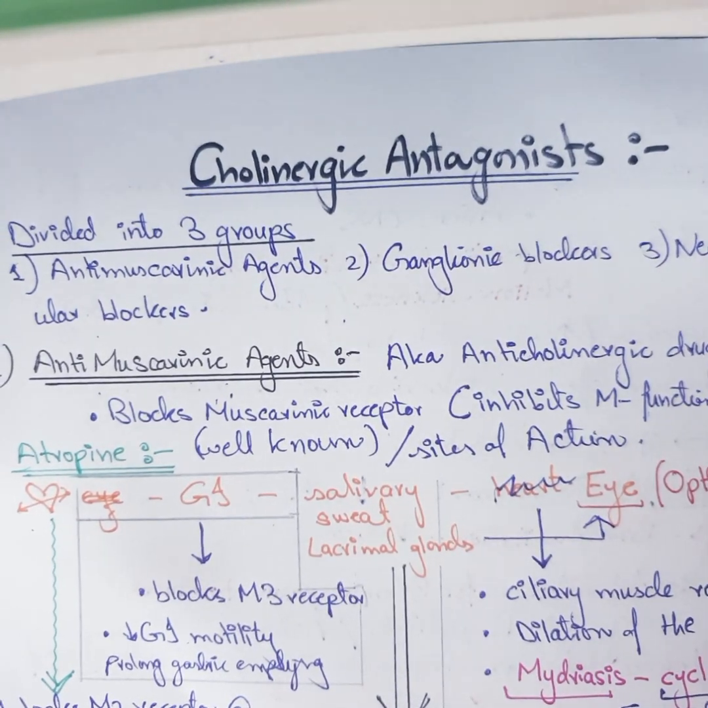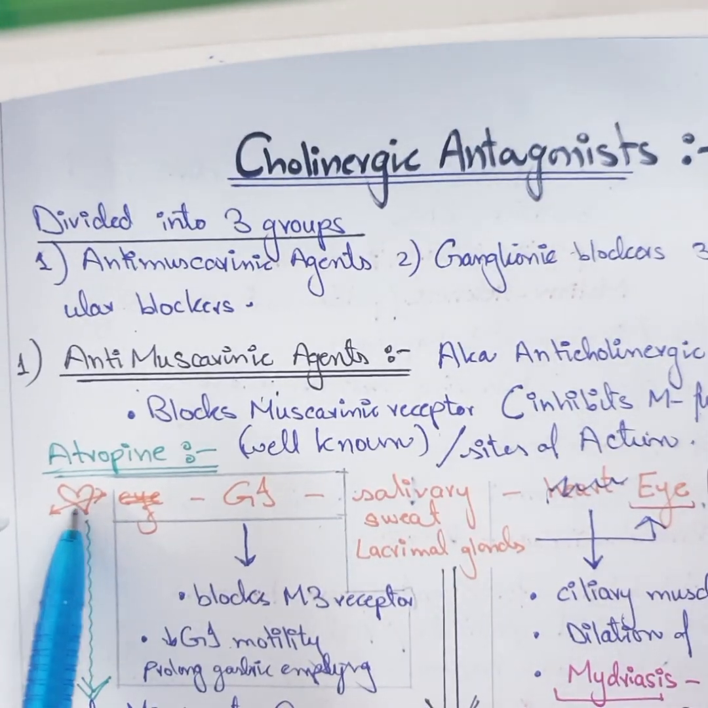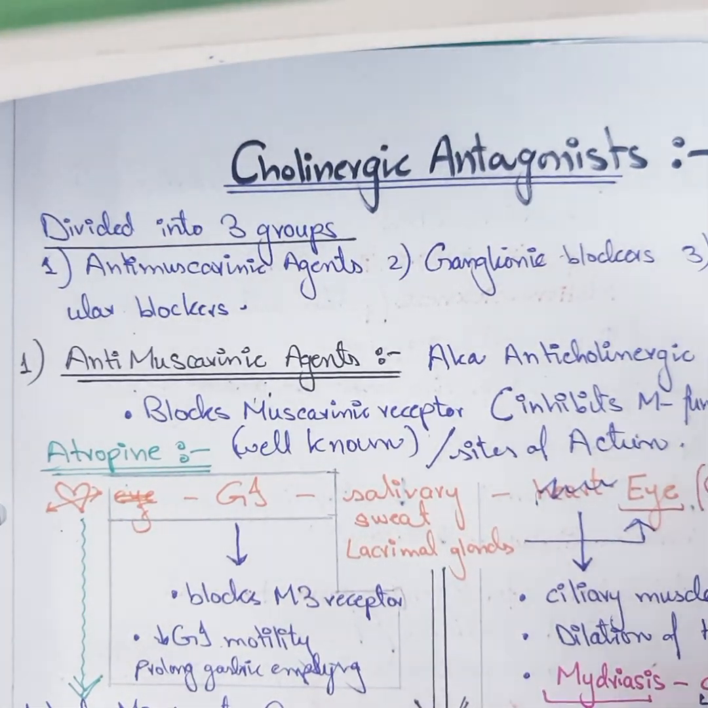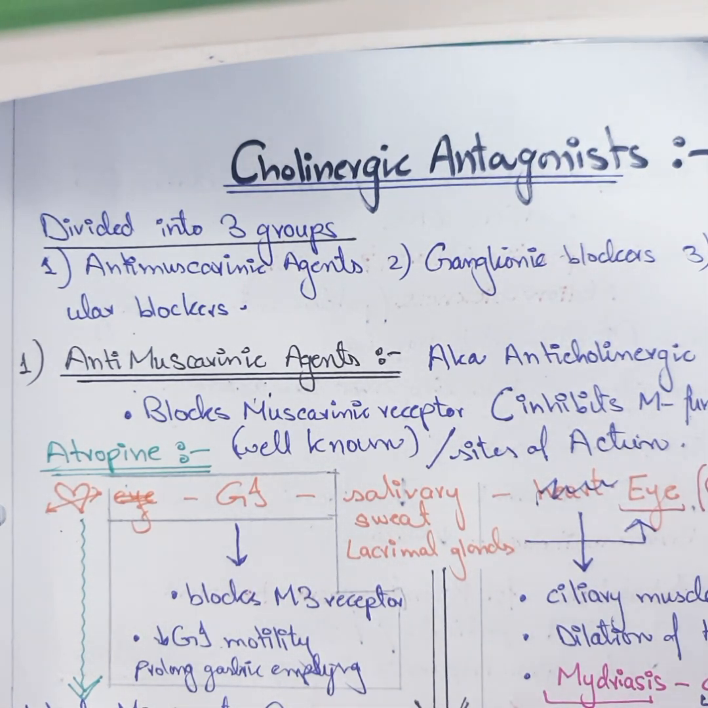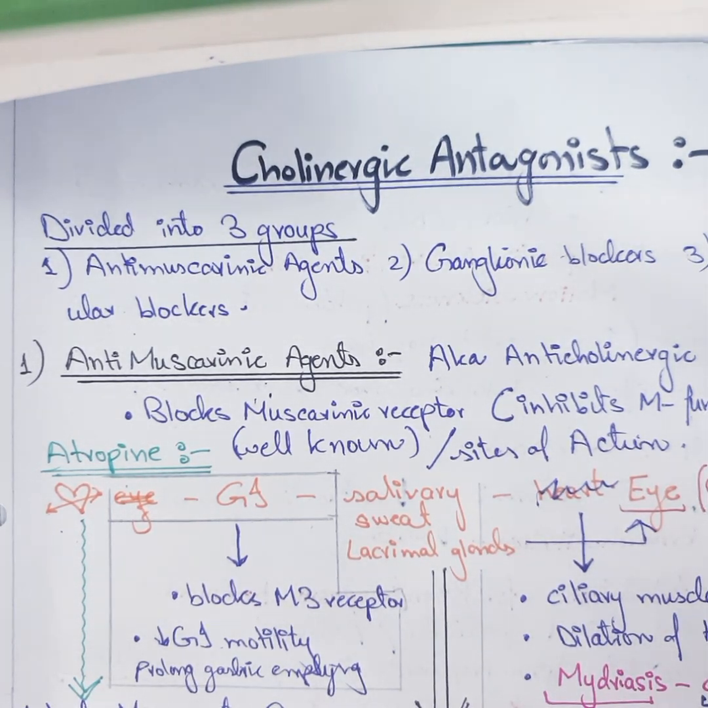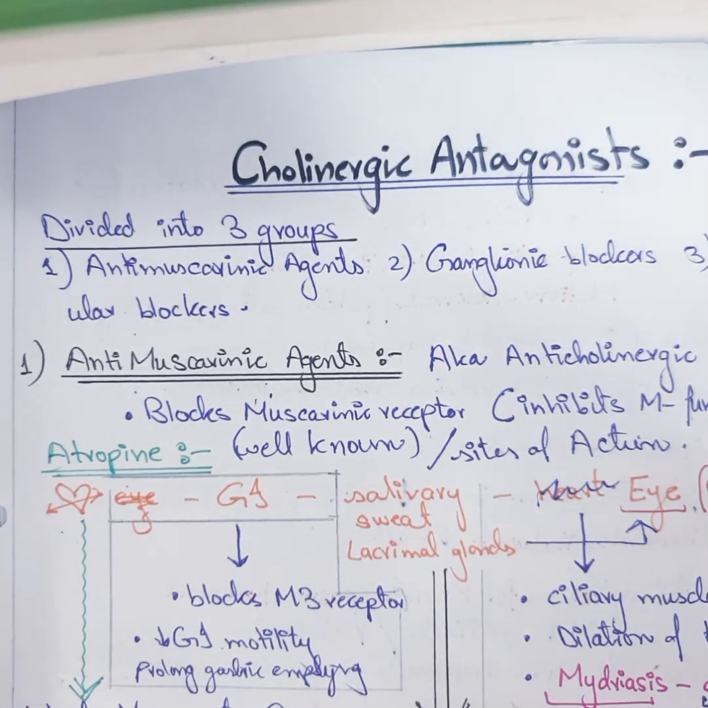The most common agent that belongs to the antimuscarinic agents is atropine. That is well known, but it is not used in clinical practice as much as other drugs, because many other drugs have replaced atropine, as it has a variety of actions. Still, it is used as an antidote for many other drugs. For example, in organophosphate poisoning, the most common drug we use is atropine to overcome the effect.